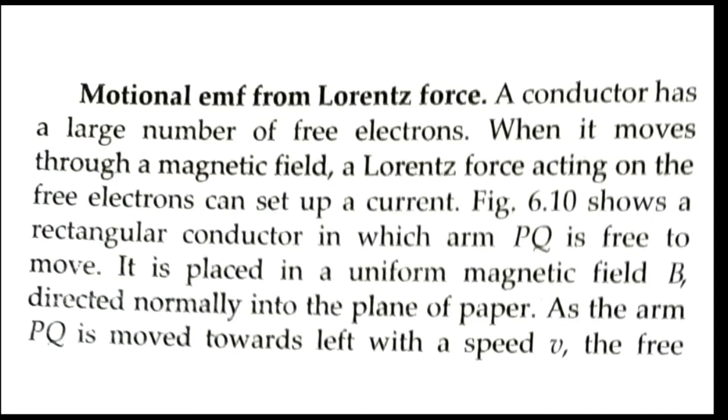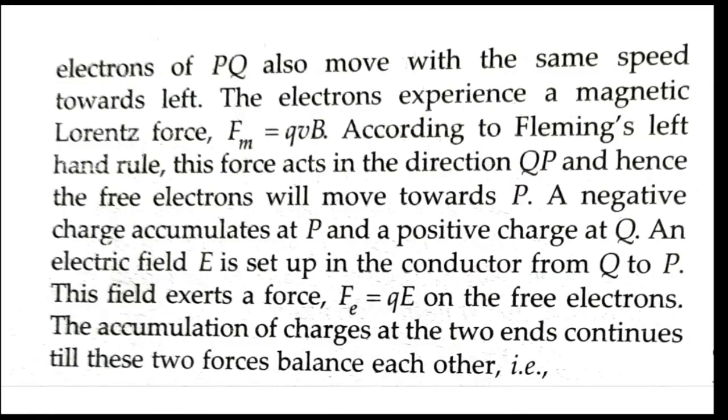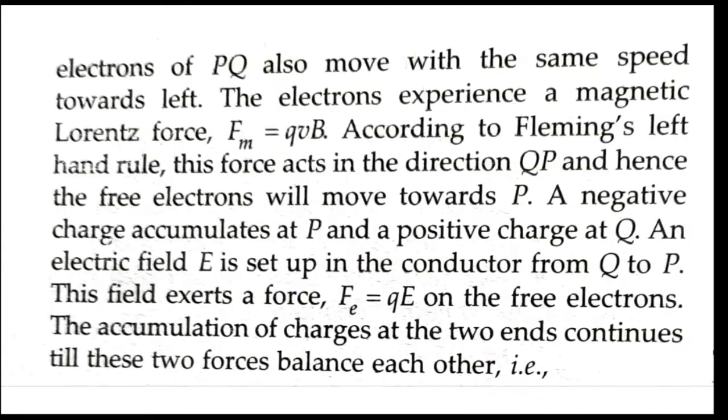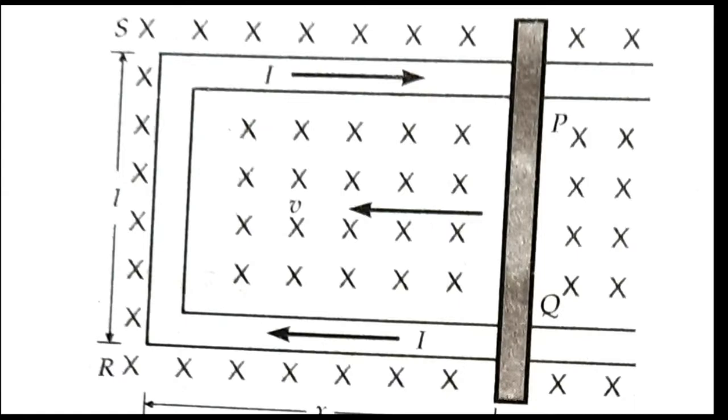Physics. Today we are continuing with Motional EMF. We have already obtained the expression for motional EMF: epsilon is equal to BLV, and we know the direction of current when a conductor PQ is kept in a magnetic field as shown. The direction of induced current due to motional EMF is as shown.